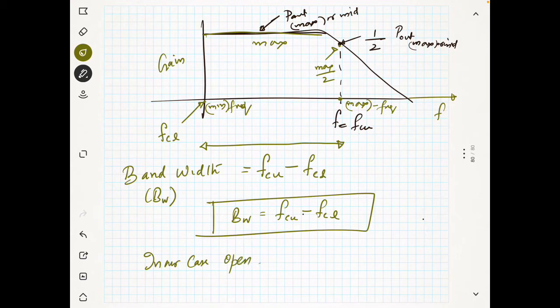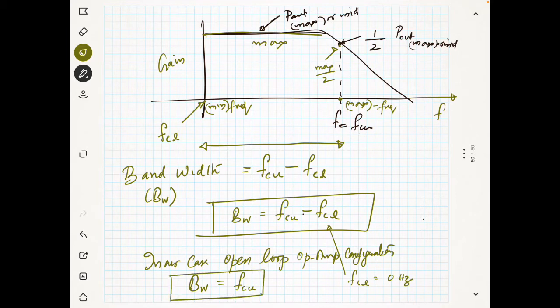In our case, for the open loop op amp configuration, the bandwidth is equal to FCU. Why? Because in our case FCL, the lower cutoff frequency, is equal to 0 hertz. So our bandwidth is FCU. This is the AOL mid-range gain, and AOL is given as AOL mid divided by square root of 1 plus f square by FCU square. So this is the concept of bandwidth in the open loop.